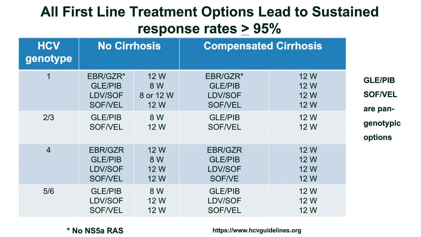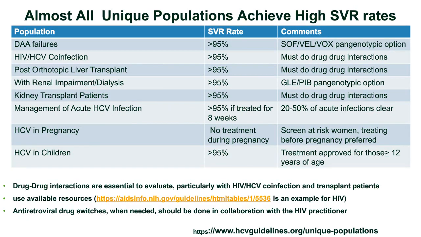Also, our unique populations that we historically had difficulty curing all now achieve high sustained virologic responses. These include treatment failures, immunosuppressed individuals, those on dialysis, and even children now are sharing in the benefit of these direct-acting antiviral agents. It's just important in these groups that you do your drug-drug interactions. But again, it's really a remarkable advance that all of these populations that we used to have so much difficulty achieving sustained virologic response in can be treated readily with courses of therapy that really aren't longer than 12 weeks.